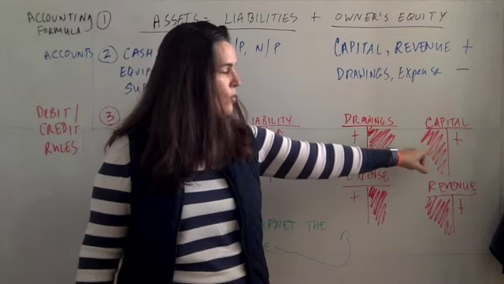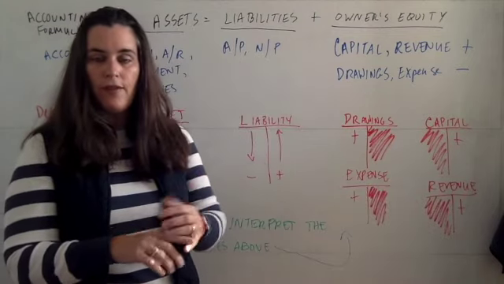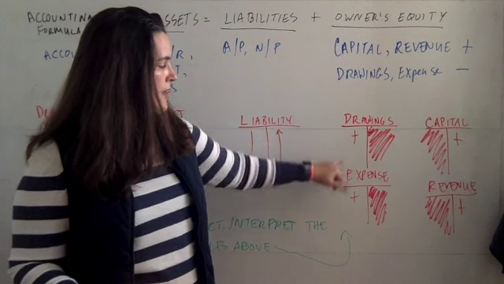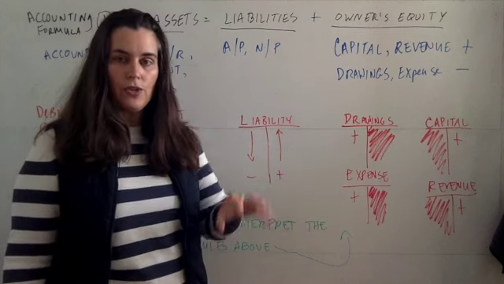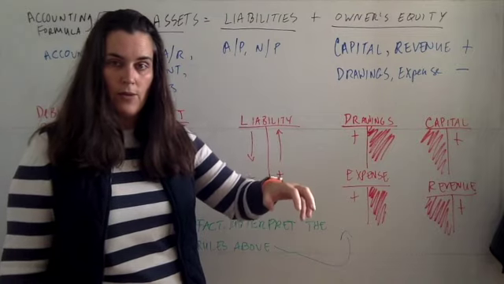So capital will always be a credit. Revenue will always be a credit. With capital and revenue, we're always adding to the owner's equity. Drawings and expense will always be debits because those accounts take away from equity.